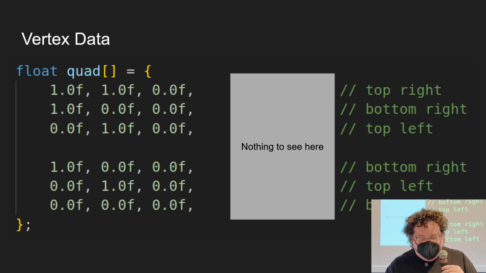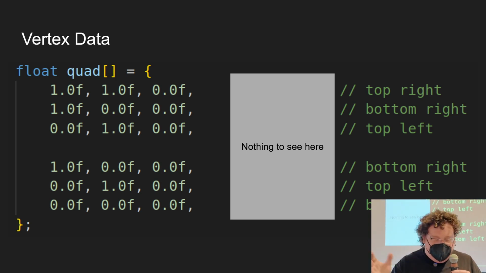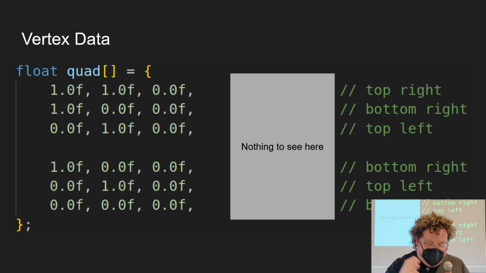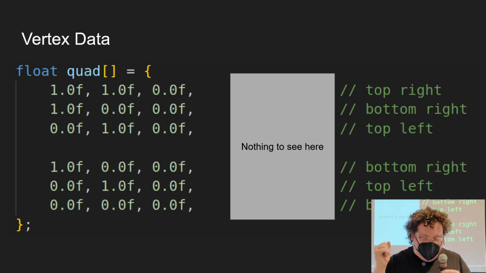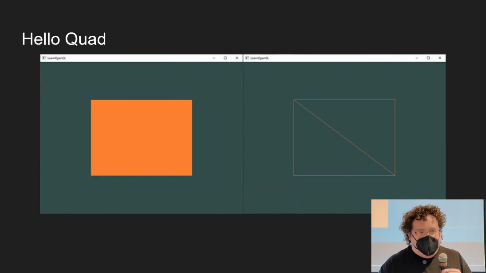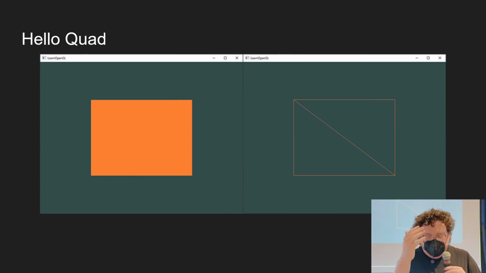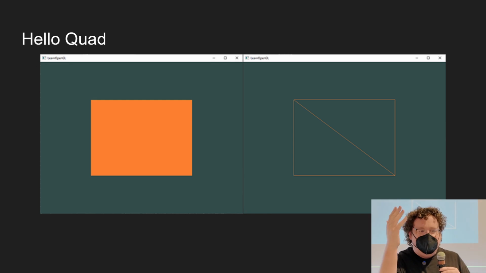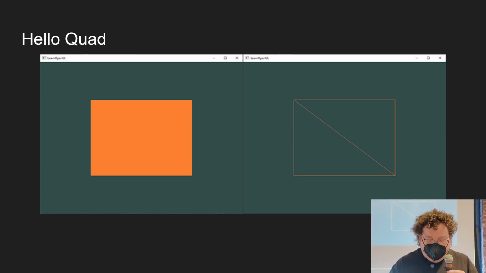I forgot this step once and spent hours pulling out my hair because of it. And in each render loop, we bind the shader program, we bind the vertex array object, we call glDrawTriangles to draw the triangles, and voila. On the left is the filled quad, and on the right is the same quad in wireframe.